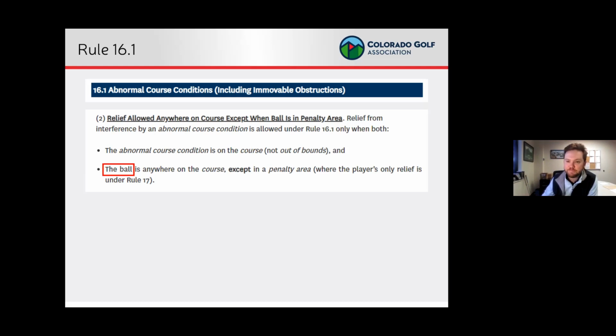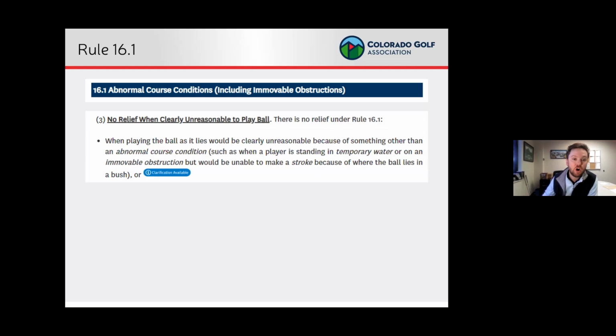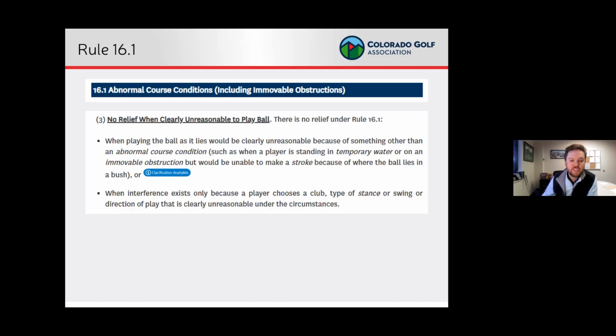Very specific on that. And then the last part is there's no relief under Rule 16.1 when it's clearly unreasonable to play the ball. So when playing the ball as it lies would be clearly unreasonable because of something other than an abnormal course condition, such as when a player is standing in temporary water or on an immovable obstruction, but would be unable to make the stroke because of where the ball lies in a bush, or when interference exists only because the player chooses a club, type of stance, or swing or direction of play that is very unreasonable under the circumstances.